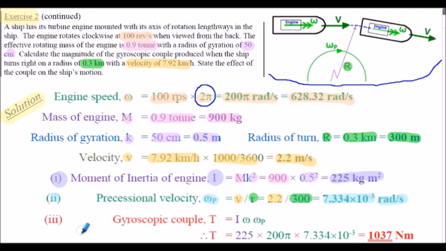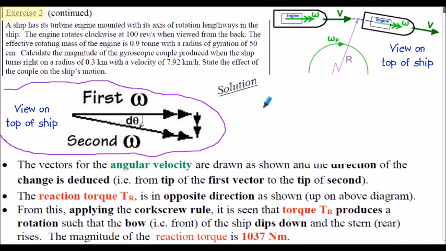We can now calculate the gyroscopic couple, T, and again inserting the values into the equation for I, for omega, and for omega p. So the gyroscopic couple is 1037 Newton meters. So exercise 2, solution continued.